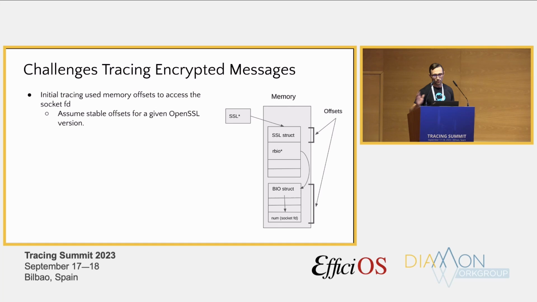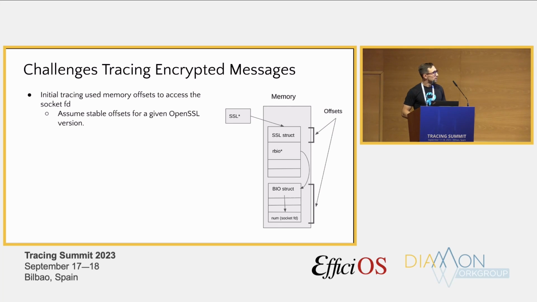So on the right-hand side here, you can see a visualization of how this SSL struct is laid out in memory. In order for us to make it to the socket file descriptor, we need 2 offsets to make this possible. So we need to first get to the RBIO member, and then if we follow that pointer, we then need the distance between the start of the BIO struct to the socket file descriptor.